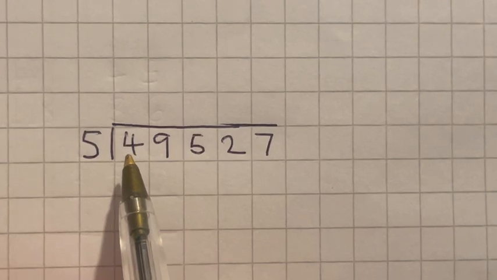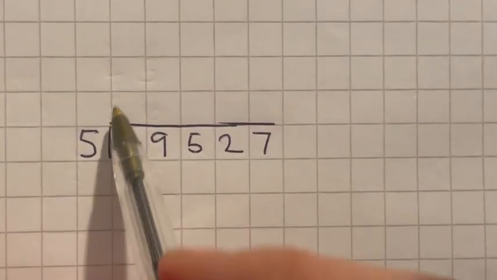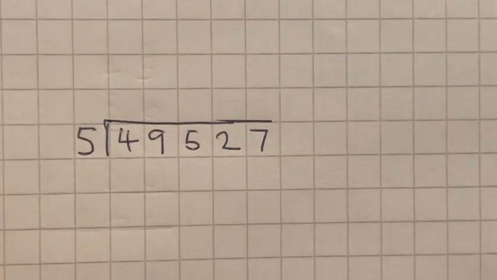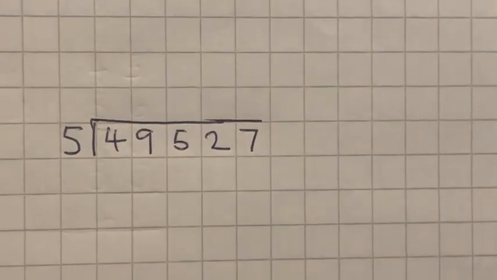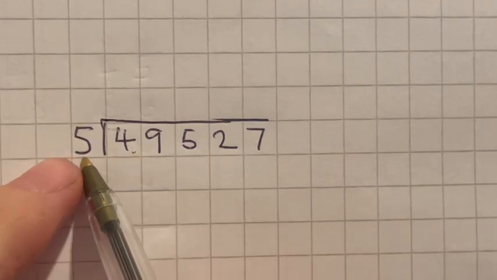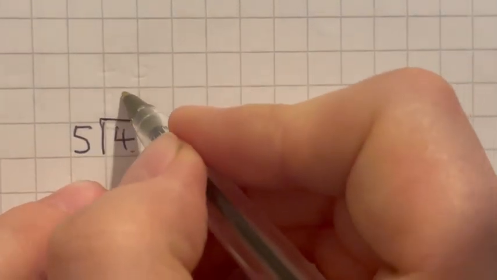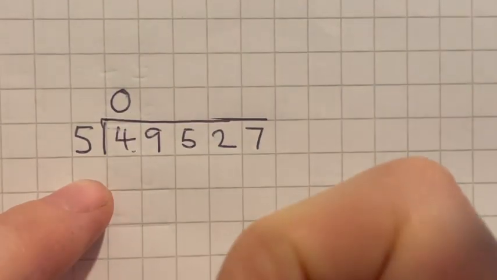This is the short method. We sometimes call this bus stop because it sort of looks like these numbers are waiting at a bus stop. So we start off by looking at the first digit waiting to get on the bus, which is number 4. And we say to ourselves, how many groups of 5 can I make from 4? And obviously the answer to that is 0 because it's not even one lot of 5.